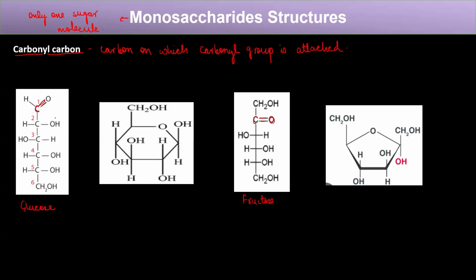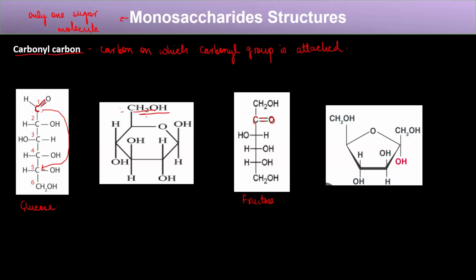So in the linear structure, it is very much clear where the carbonyl group is attached. But what about the ring structure? If we take the example of glucose, this CHO group forms a bond to this fifth carbon, right? And if we start numbering, this is your sixth carbon, because this CH2OH is clearly visible in the ring structure as well.